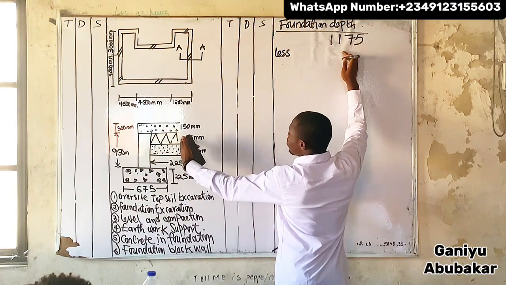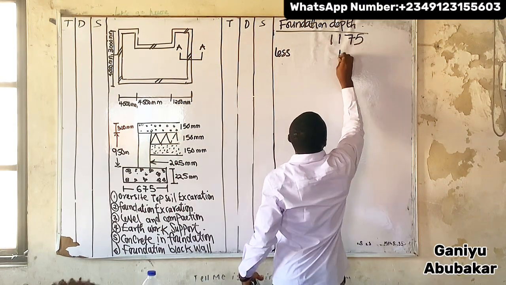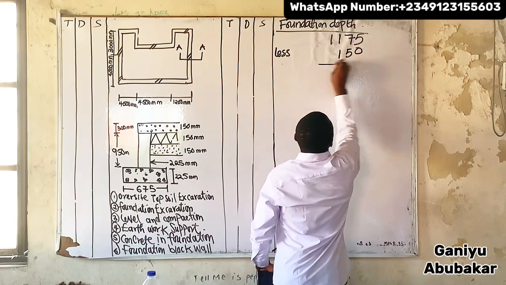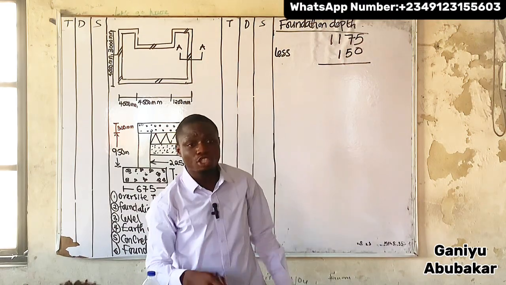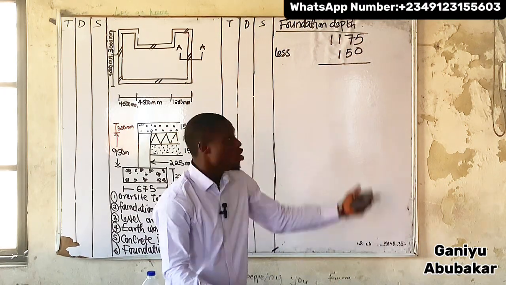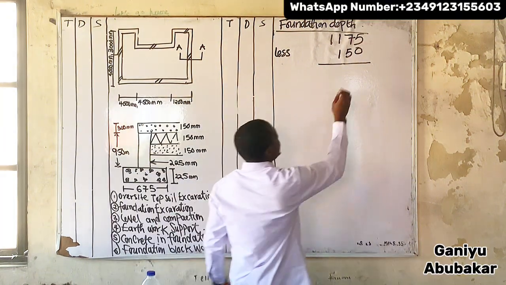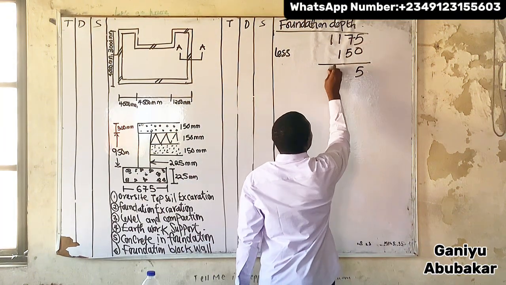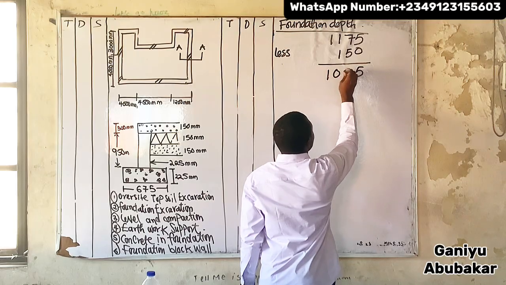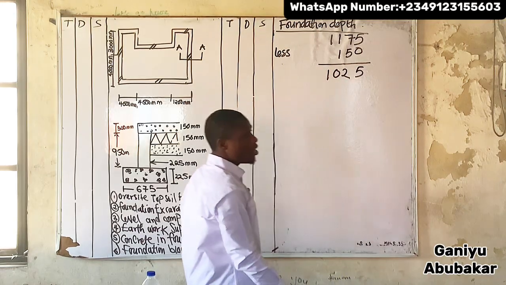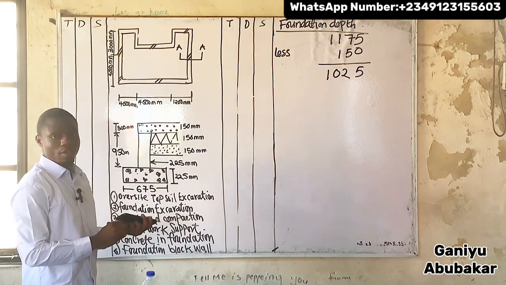What's the value there? 150. Please, less in simple language means subtract. What do I have here? Maybe 1025. Am I correct?